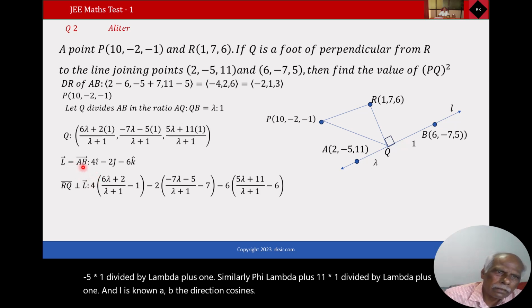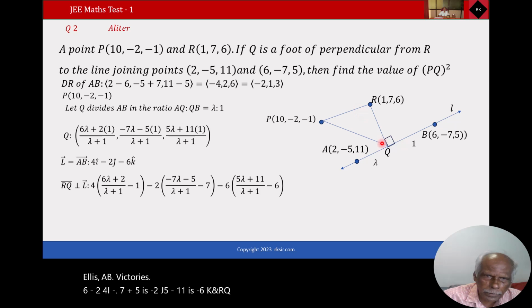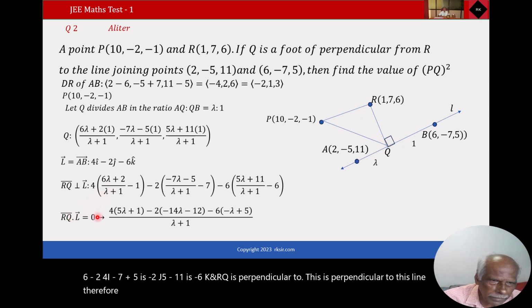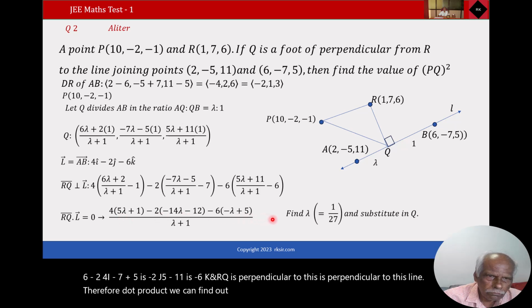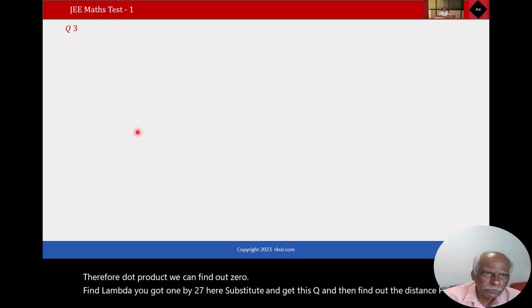The AB vector is 6 minus 2, 4i, minus 7 plus 5 is minus 2j, 5 minus 11 is minus 6k. And RQ is perpendicular to this line. Therefore, the dot product we can find out is 0 and find lambda. You got 1 by 27 here. Substitute and get this Q and then find out the distance PQ. The same answer you will get.